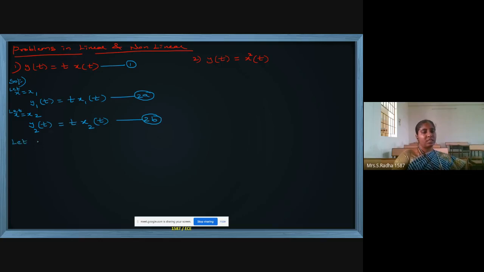Third assumption: in the place of x, I will put x1 plus x2. The output name I am giving now is y3. Only in the place of x, I am putting x1 of t plus x2 of t.